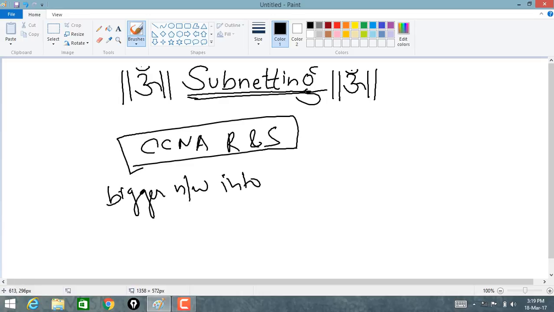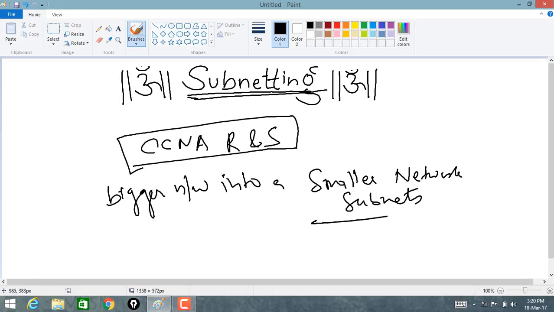into a smaller network, that is subnets. That is called subnetting. And the use of subnetting is, when we use subnetting, we actually save IP addresses.